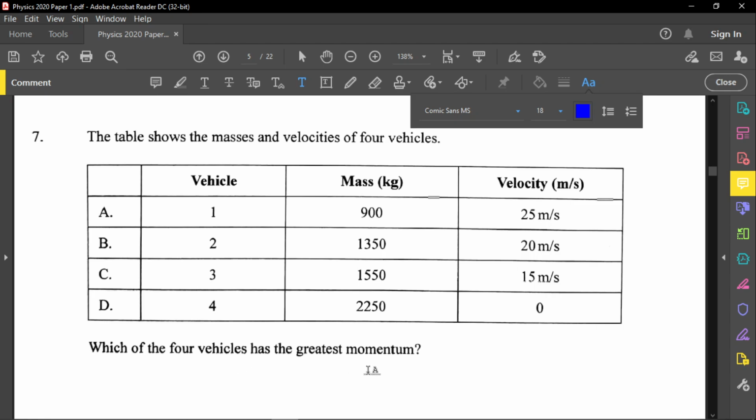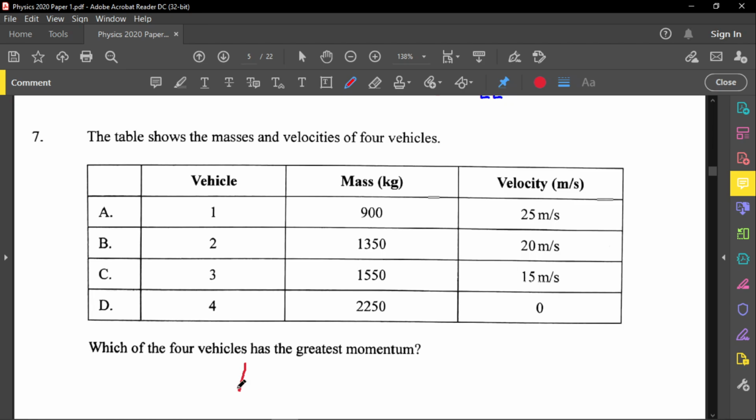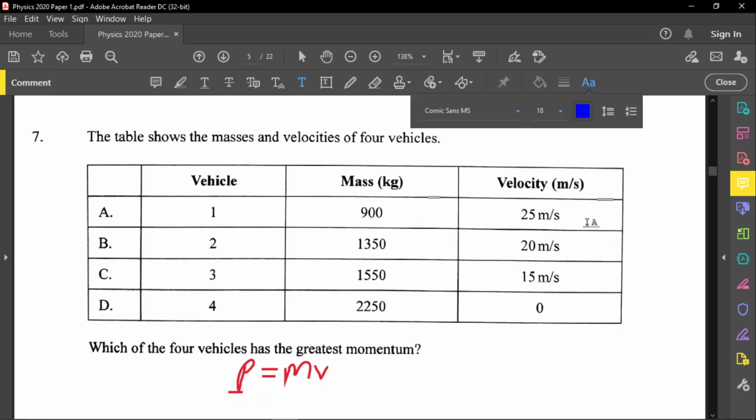All right, I could actually write the formula here. Momentum is equal to mass times velocity. So if you multiply the mass by the velocity and you're looking for the greatest momentum, you're looking for the values that will give you the highest. And so let's just do some quick calculation. 900 times 25 is 22,500.